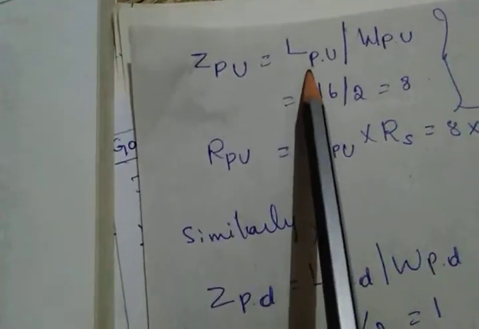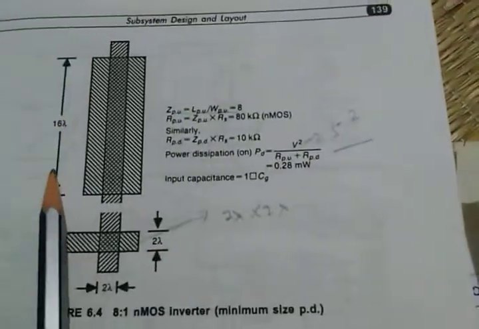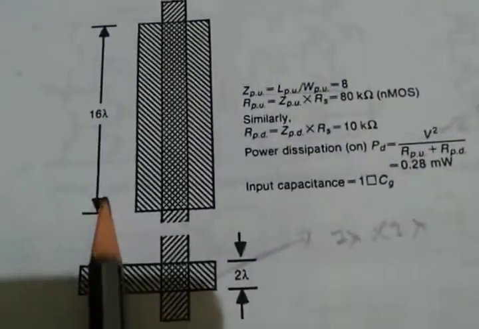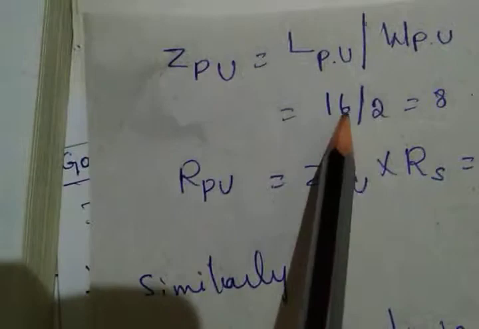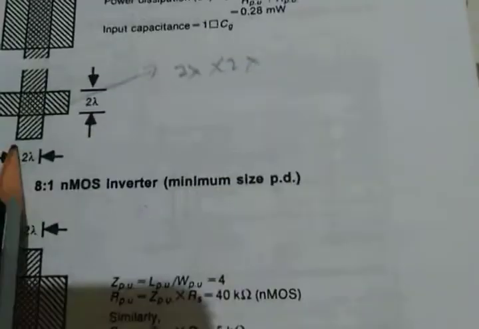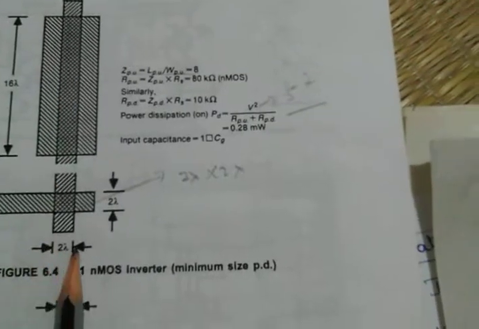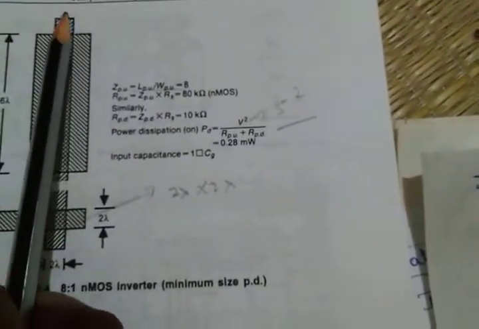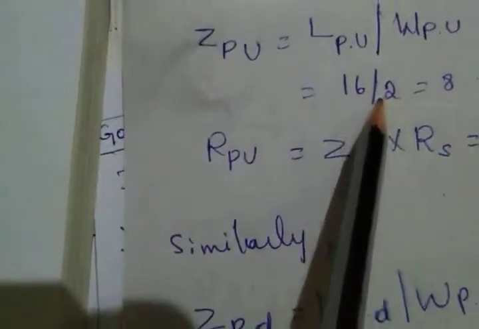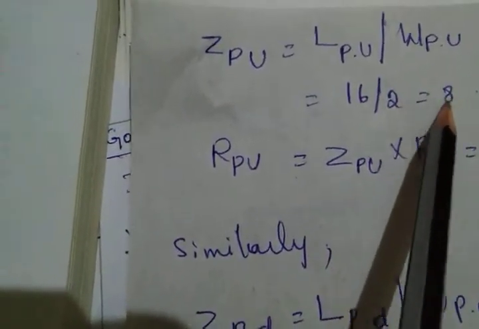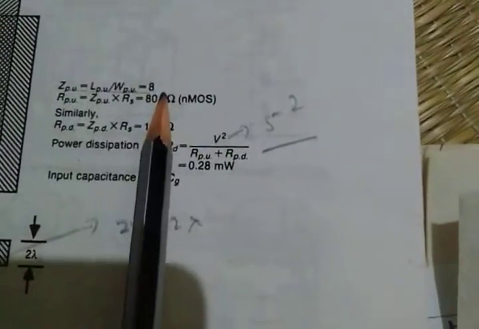So LPU is 16, so how much length do you have? 16 lambda, and the width is 2 lambda. Okay, the overall width is 2 lambda, because they are cutting only 2 lambda, so here you can consider only 2 lambda. So 16 divided by 2 lambda is equal to 8. Okay, that 8 they mentioned here.